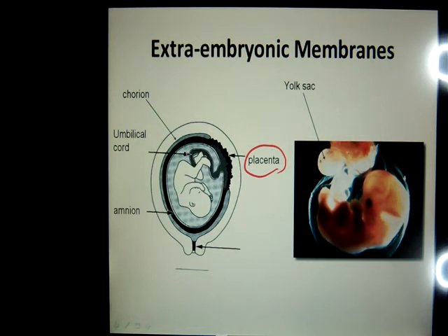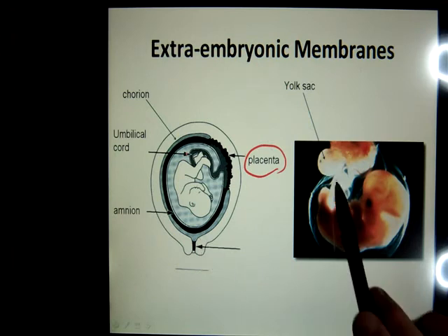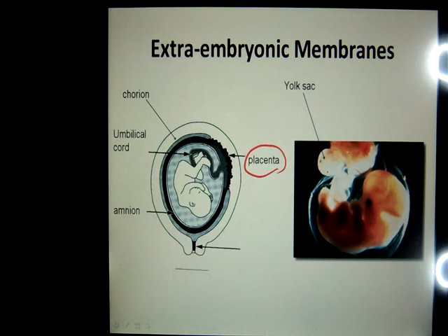Now, one more extraembryonic membrane to talk about is the yolk sac. Now, the yolk sac is actually sort of housed outside of the chorion, and we can't see it in this diagram, but we can see it in this diagram. Now, in human beings, the yolk sac is really not important. It would be important if you were a chicken or a lizard or something like that. It's a source of nourishment for those developing vertebrates, but in a human being, it doesn't have that function.